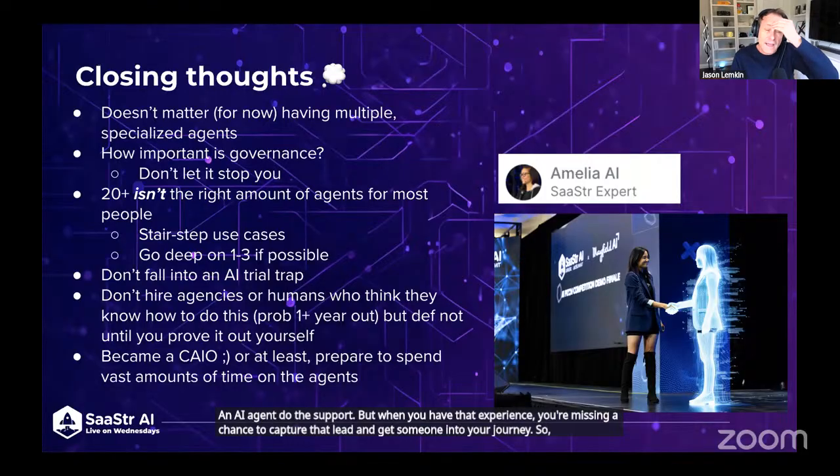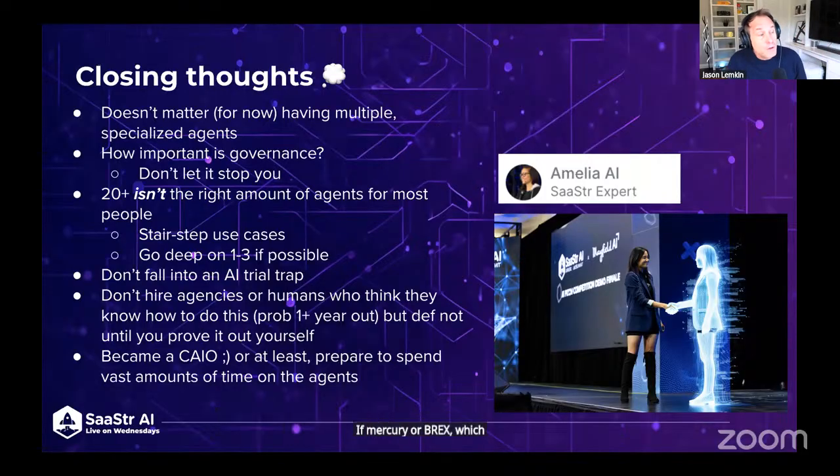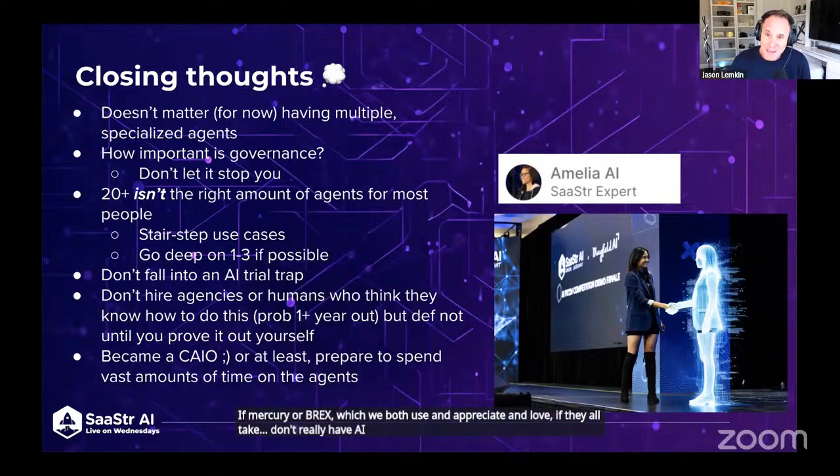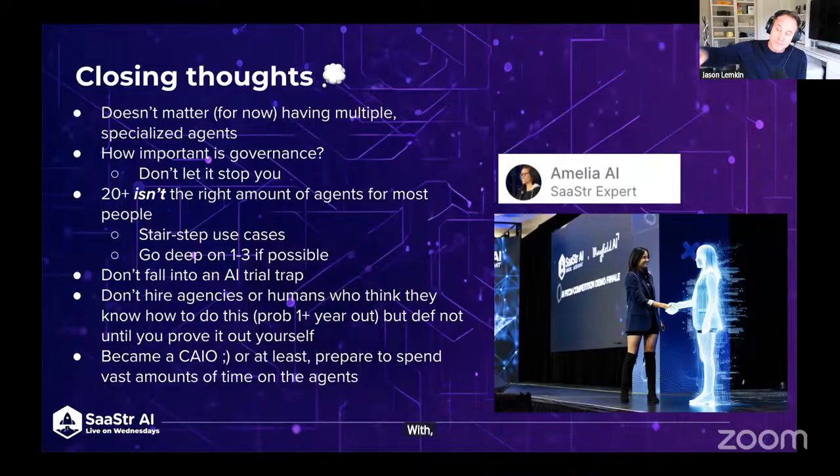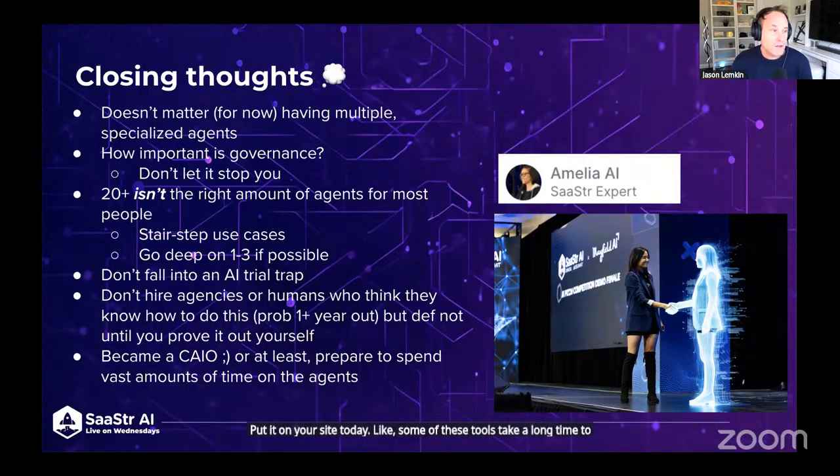So if Mercury or Brex, which we both use and appreciate and love, don't really have AI support or can't get back to you, add a basic agent like we started with Delphi. Add something that adds value to your customers today. Put it on your site today. Some of these tools take a long time to deploy. Delphi you can do in a day. You'll instantly start at least improving experience and capturing some leads and some potential prospects.